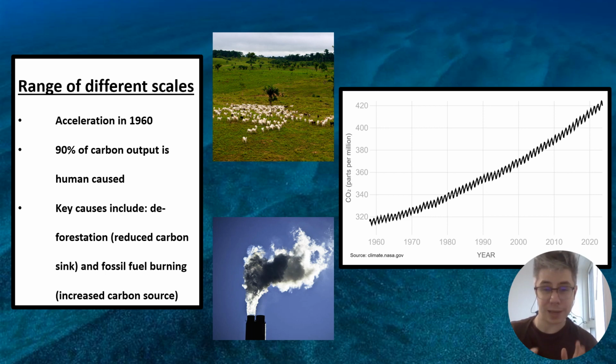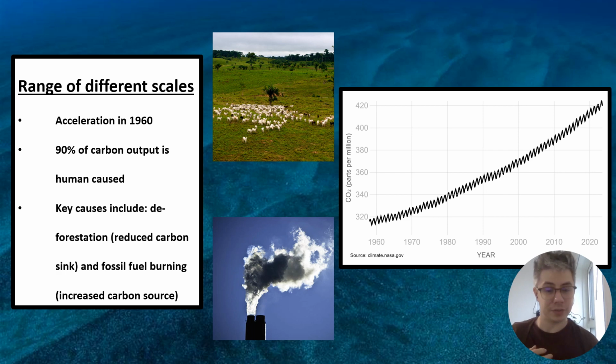Now, if we zoom out a little bit and we go back to 1960, you can see that it's not really a progressive increase, but quite a substantial increase over a short period of time. What we call the Great Acceleration in 1960 is where this started to happen extremely fast. And we know that 90% of the carbon output is related to human sources. The key causes of that include both deforestation and fossil fuel burning.